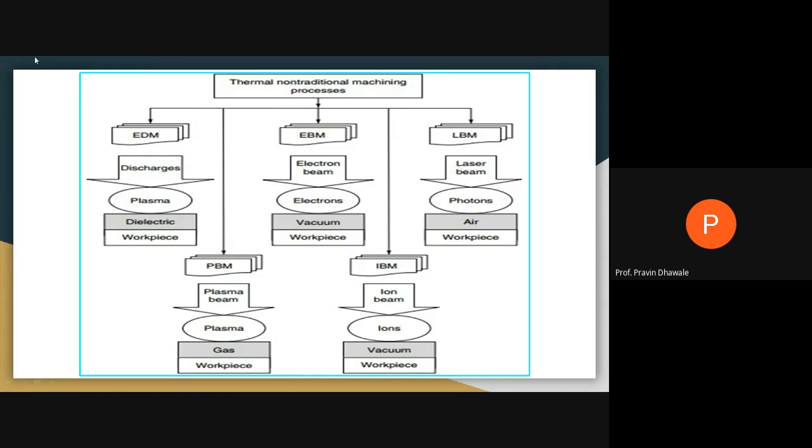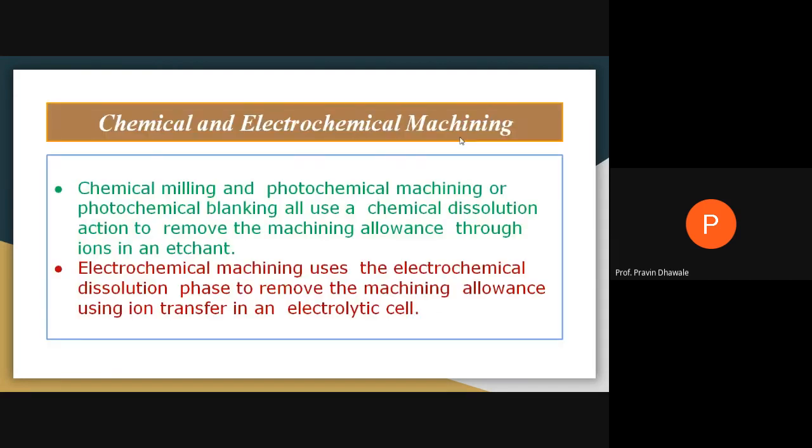From this slide, your concept may be clear that these are certain examples of non-conventional energy processes based on thermal energy, which use heat energy or thermal energy to remove the material from the workpiece.